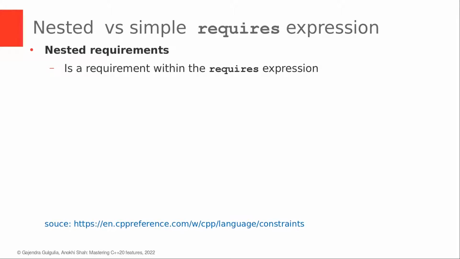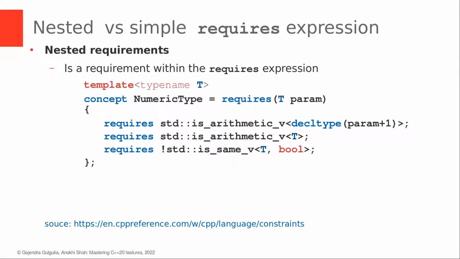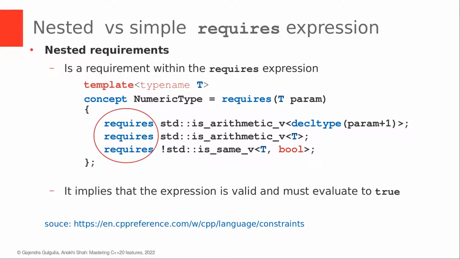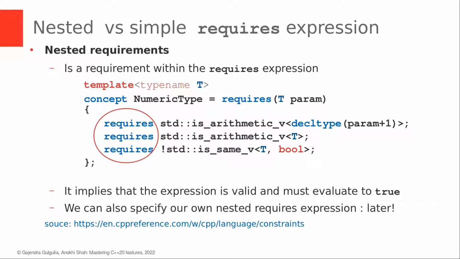And in the case of a nested requirement, it is a requirement within the requires expression, and that's why the name nested requires expression. For example, in the modified concept for numeric type, each of the type traits within the body of the requires expression has a requires keyword preceding it. It implies that the expression is valid and must evaluate to true. We can also specify our own nested requires expression, which we will see in later lectures. And now let me modify our concept to use the nested requires expression instead of simple requires expression.